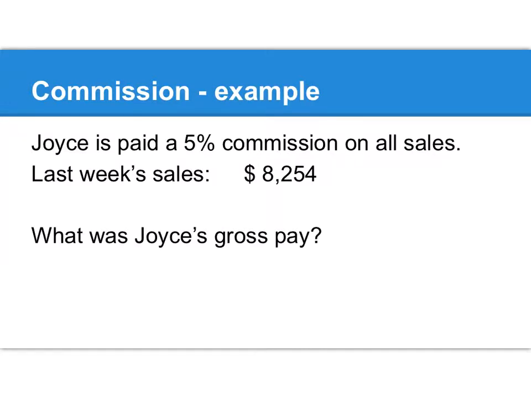So we have Joyce. Joyce is paid 5% commission on all of her sales, and her sales last week amounted to $8,254. What was her gross pay? That's right, we'll take the $8,254 and multiply it by 0.05 for a gross pay of $412.70.